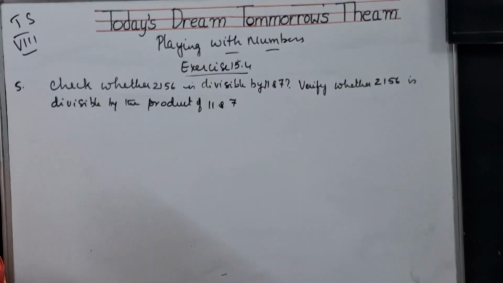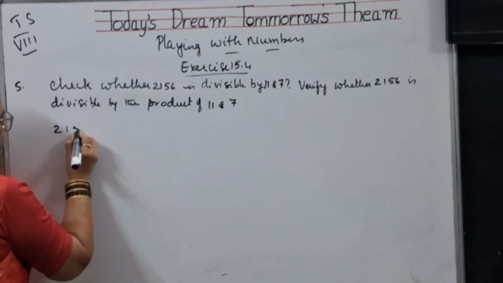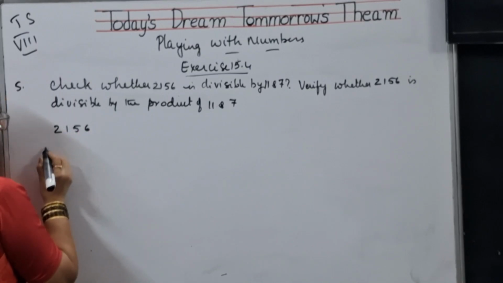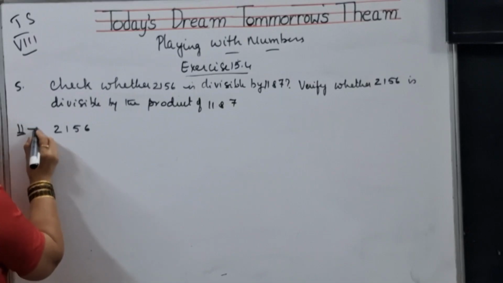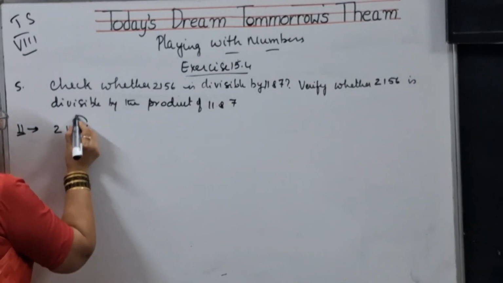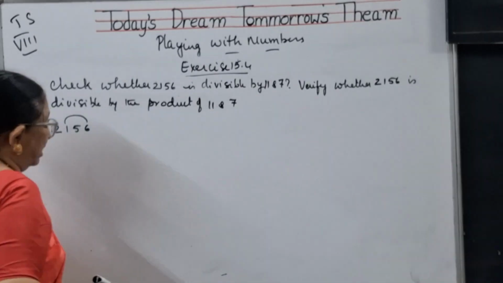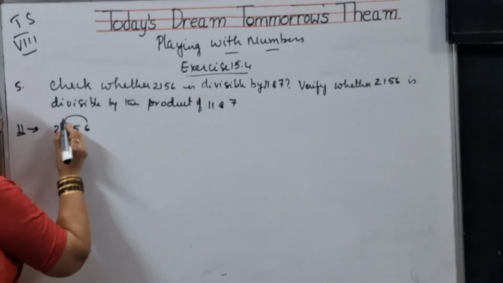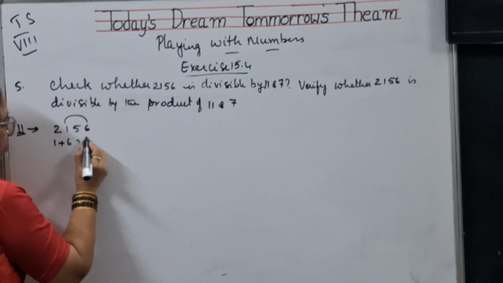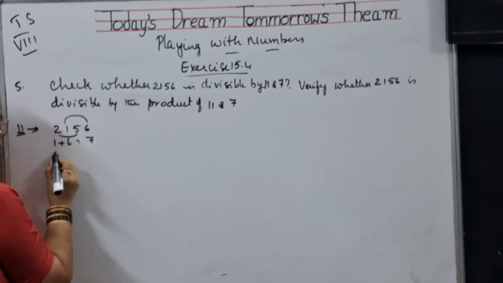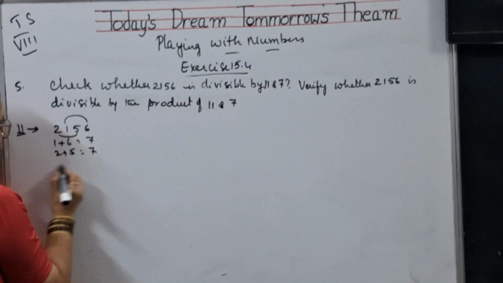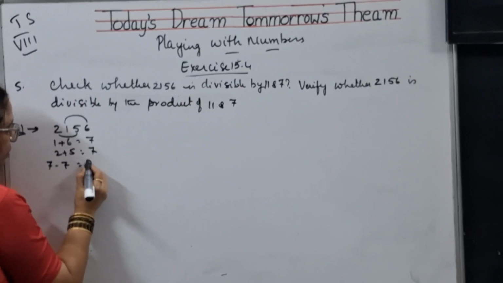Fifth sum, children. Check whether 2156 is divisible by 11 and 7. So let us take 2156. For the divisibility property of 11, you have to take the sum of even-place digits and the sum of odd-place digits. So 1 plus 6 is equal to 7 and 2 plus 5 is equal to 7. 7 minus 7 is 0.